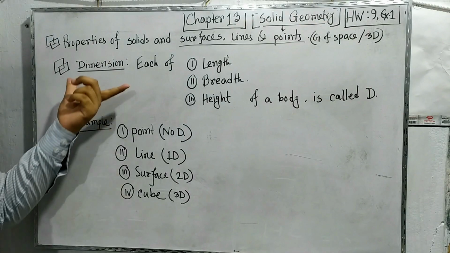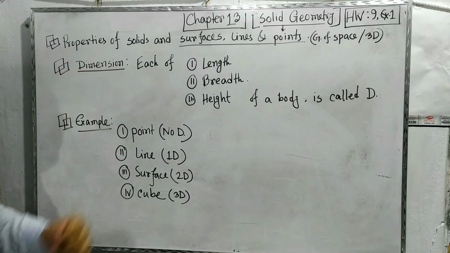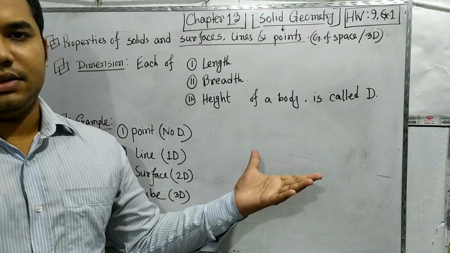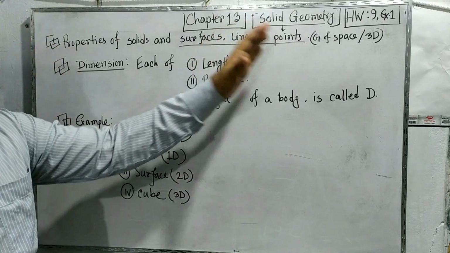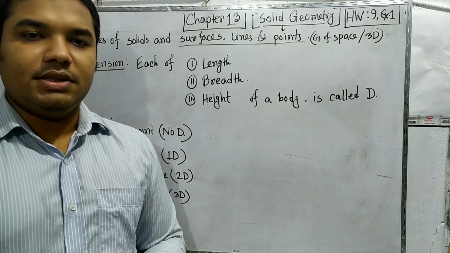Okay, now we are discussing dimensions. What actually are dimensions, and why are we talking about dimensions in this section? Because solid geometry is a geometry where you have to think about the dimensions.